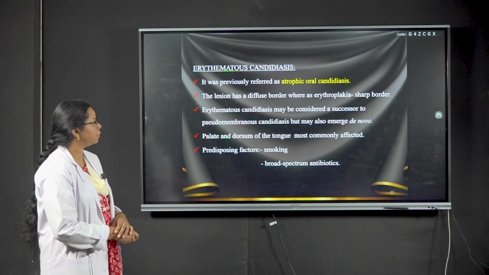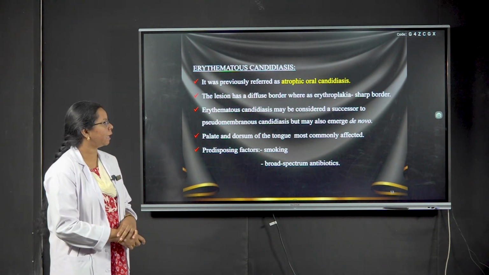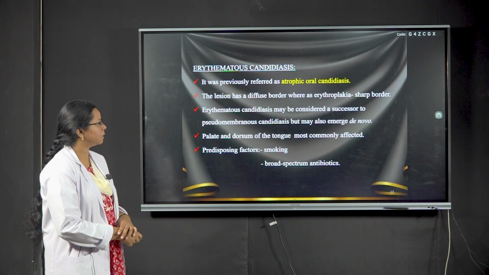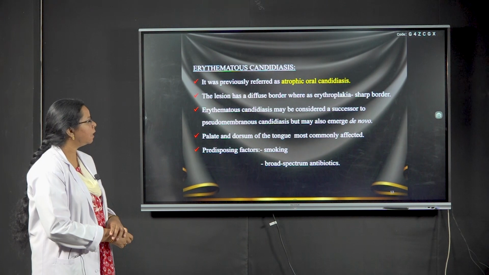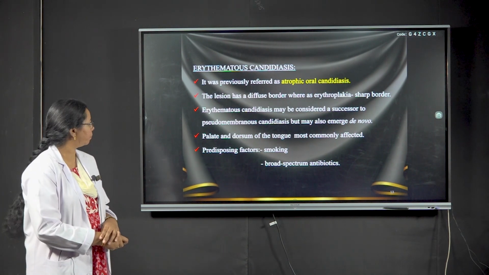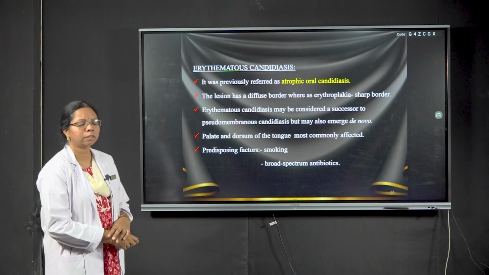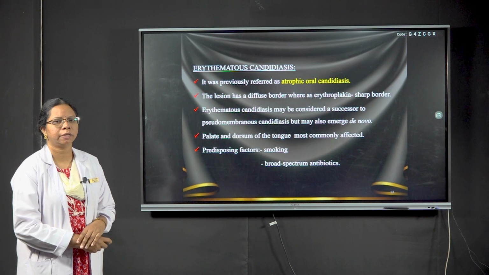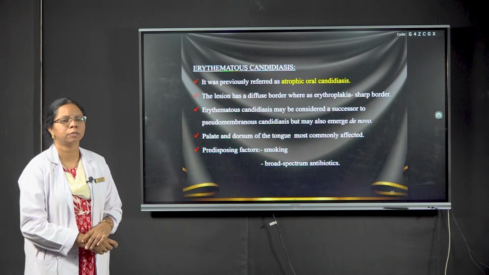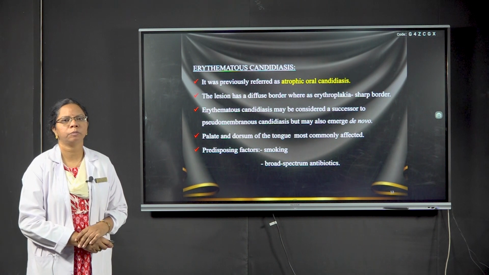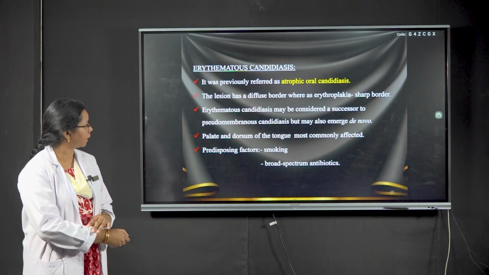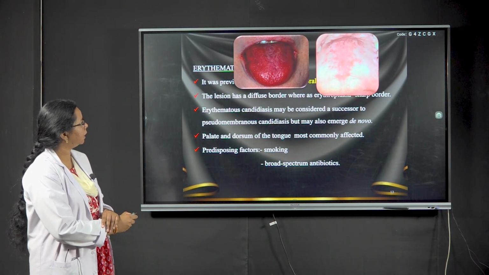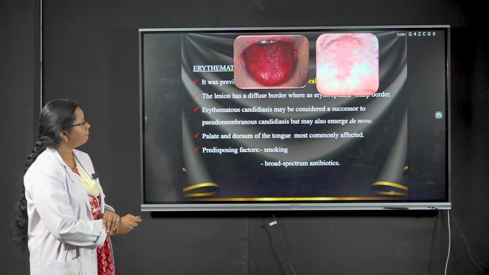This lesion has a diffuse border, whereas erythroplakia has sharp borders. Erythematous candidiasis may be considered as a successor to pseudomembranous candidiasis, but may also emerge de novo. The palate and dorsum of the tongue are the most common sites of involvement, and the predisposing factors are smoking and usage of broad spectrum antibiotics for a very long period of time. So you can see erythematous areas on the tongue as well as on the palate.